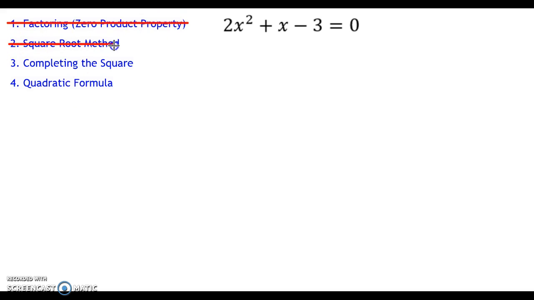I also can't use the square root method for previously stated reasons. There's a b term. I could try to complete the square, but completing the square is really only very useful when you have an a value of 1 as well. So we're going to have to skip that. Unfortunately, we're going to have to do our last resort, which is the quadratic formula.